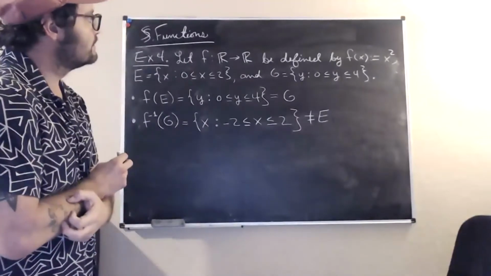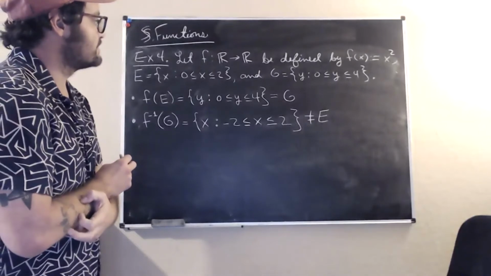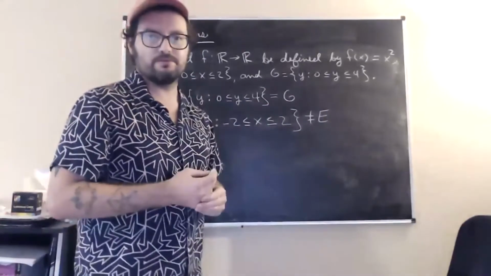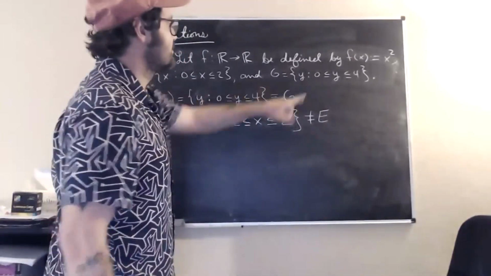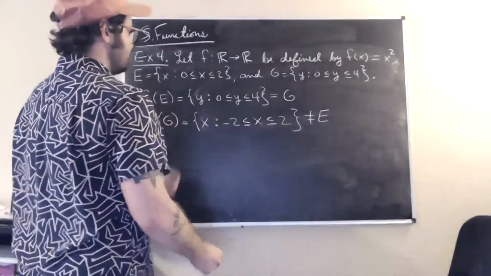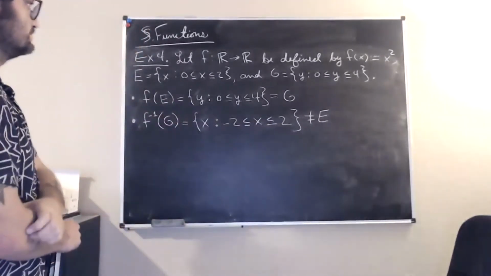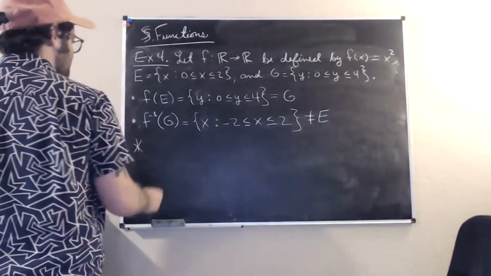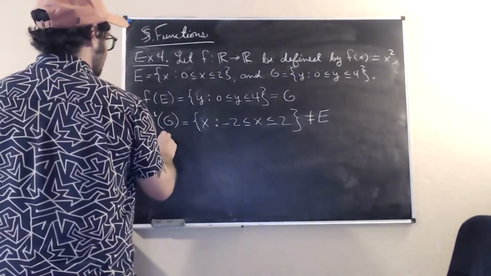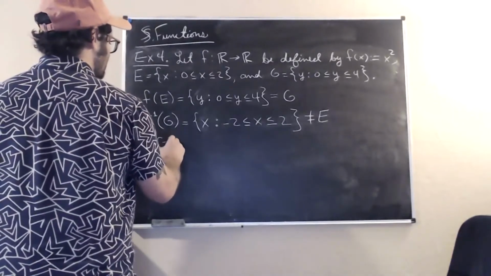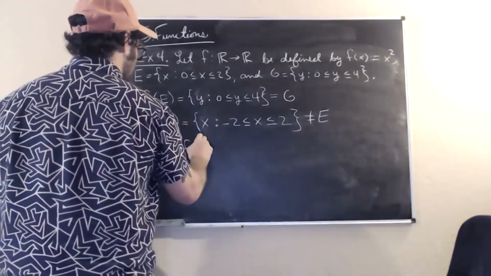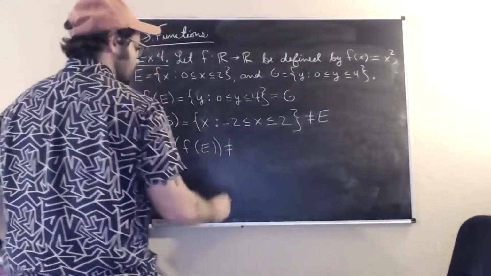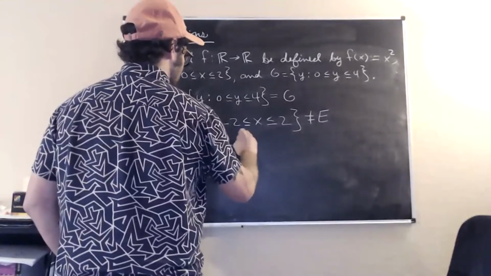However, if x is in the interval -2 to 0 and you square those numbers, you're also in that interval. So the inverse image of G is this, which does not equal E. Okay. So in particular, this is a caution here: f inverse of f of E does not have to equal E. So this is in general.